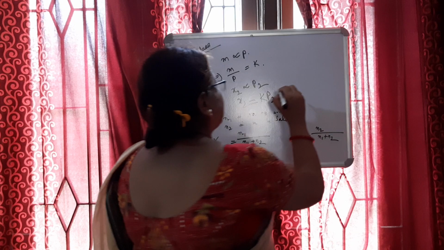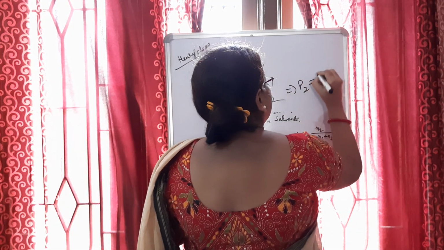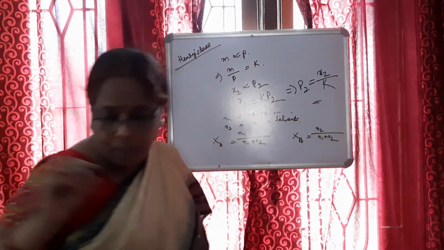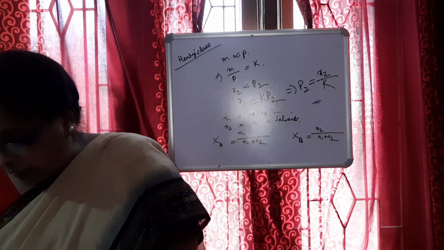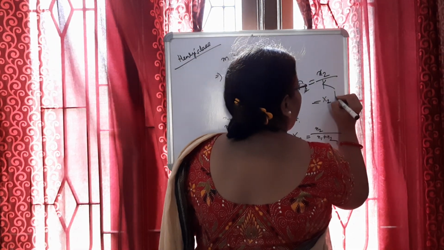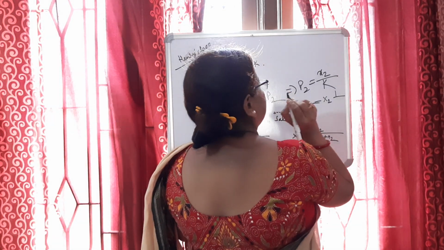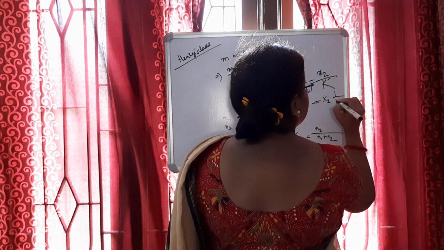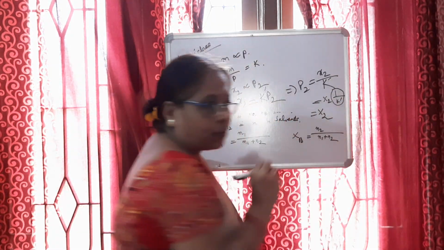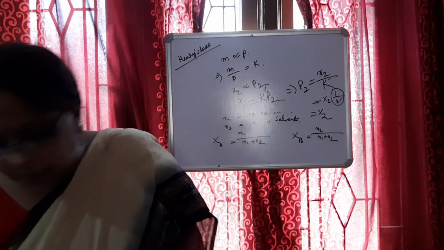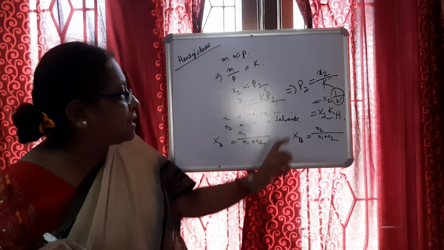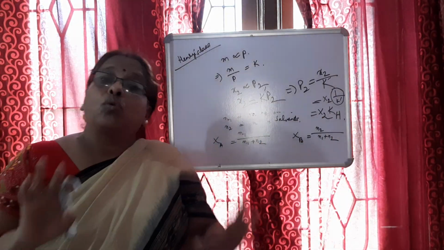Then P2 is equal to X2 divided by K, another constant. Suppose this is K dash, then 1 by K dash into X2, with another constant, suppose this is KH. So this is our Henry's constant. So what is Henry's law?